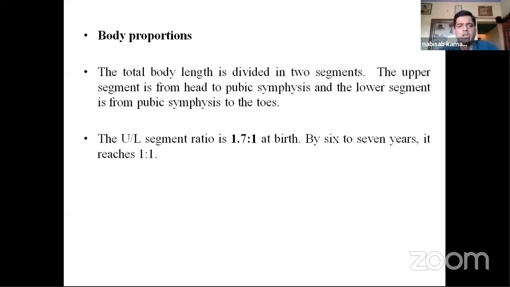Body proportions. The total body length is divided into two segments. The upper segment is from head to pubic symphysis, and the lower segment is from pubic symphysis to the toes. The upper to lower segment ratio at birth is 1.7 to 1. At the age of 6 to 7 years, the upper and lower body segments are equal, 1 to 1.